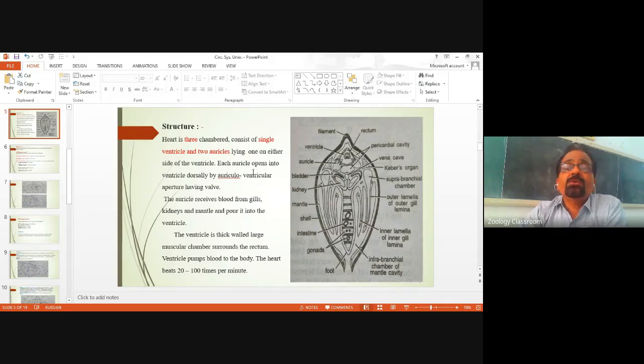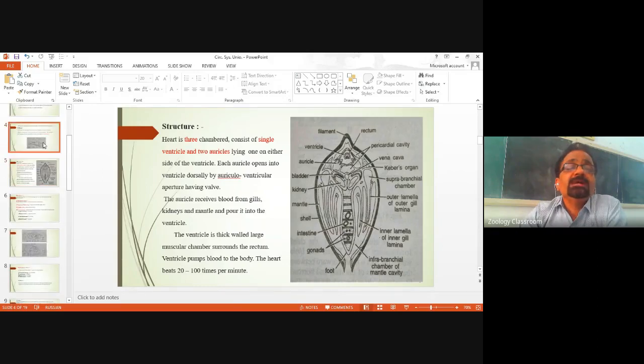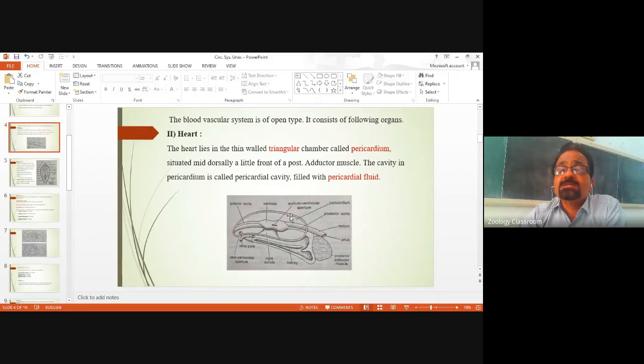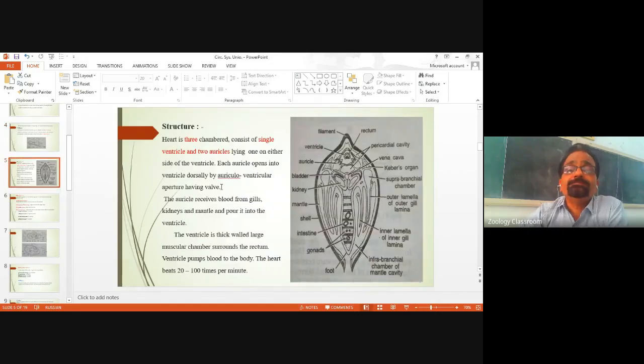Now each auricle opens into the ventricle dorsally. As I mentioned earlier, this auricle opens into the ventricle dorsally by the auriculoventricular aperture. Here it is, which I have shown here. See, this is the auriculoventricular aperture, which is visible.